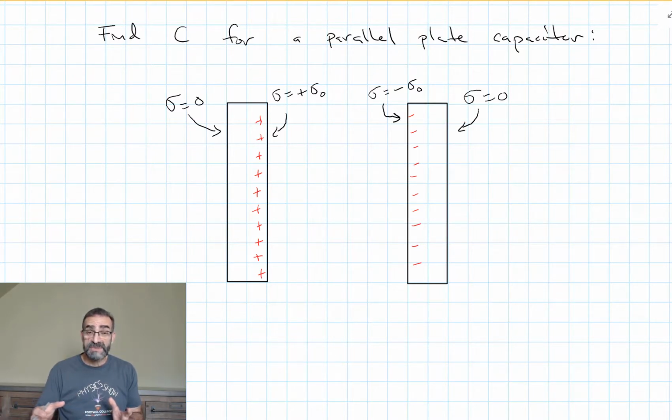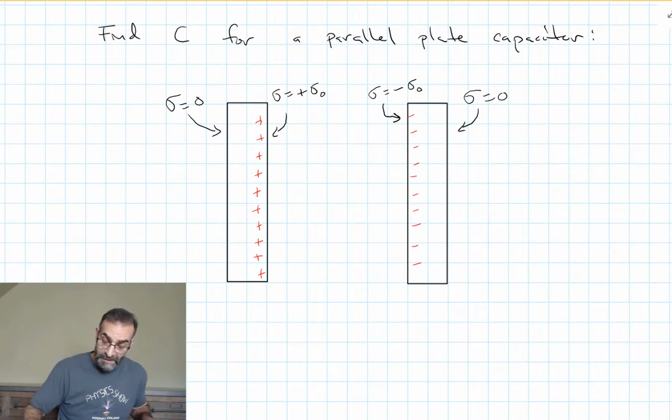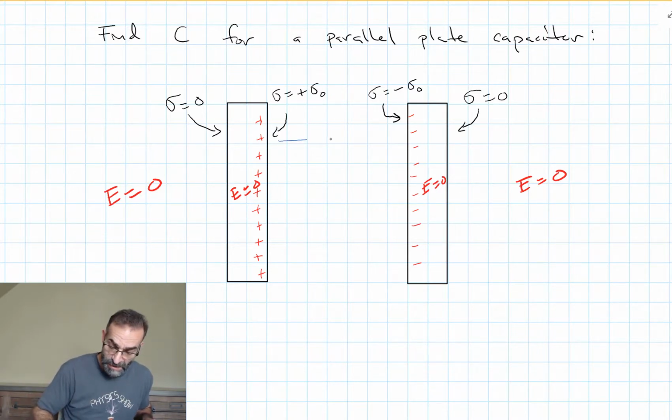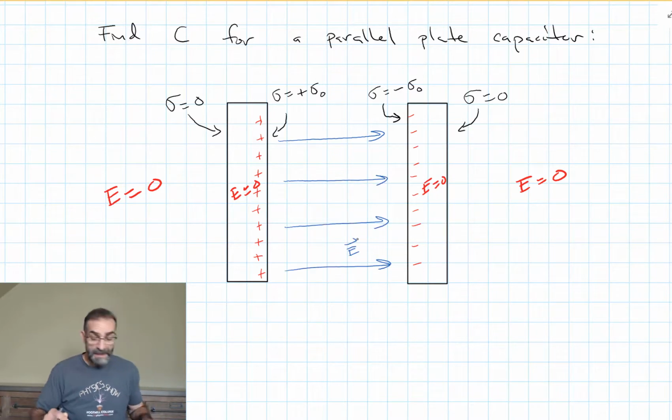Now, sketch your electric field everywhere. Hopefully you have an electric field out here in this region of space of 0. Inside of our conductor, it's 0. And out here, on the right of both plates, the electric field is 0 also. Where is our electric field? Only between the plates. And we have a nice, uniform, constant electric field between the plates, and it's 0 everywhere else.